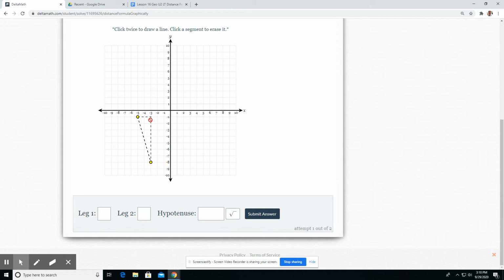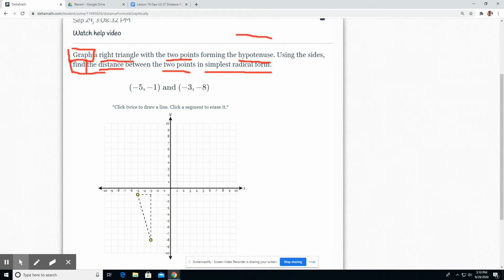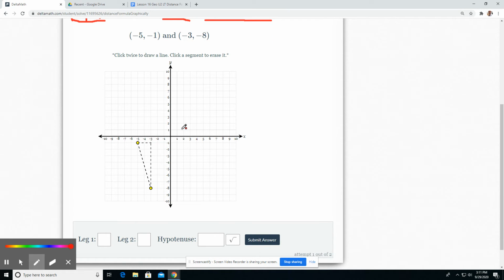All right. So you can draw the triangle above it or below it. It doesn't matter. We just need to make a right triangle. And then, let's see, graph a right triangle, done, with 2 points forming the hypotenuse, done. Using the sides, find the distance between the 2 points. All right, so I need the sides now.